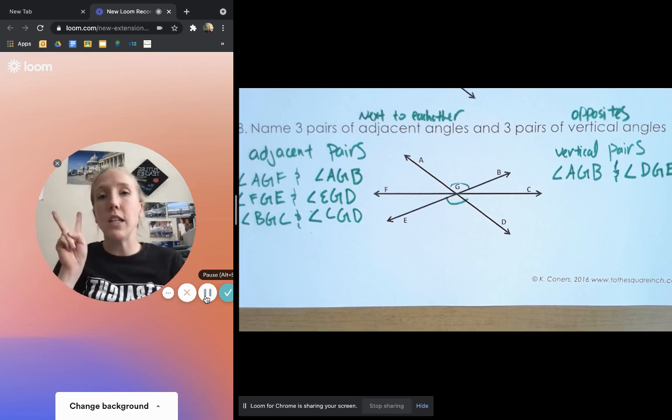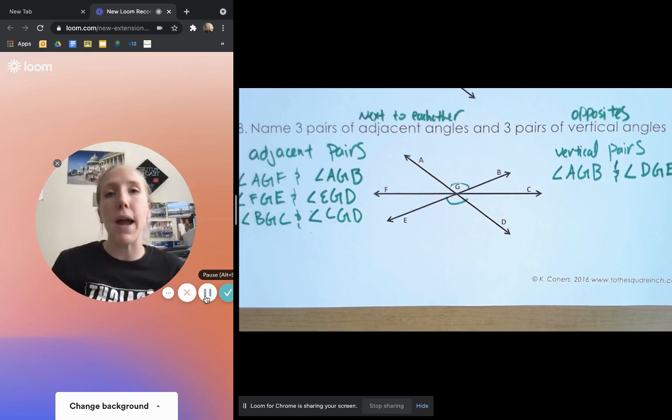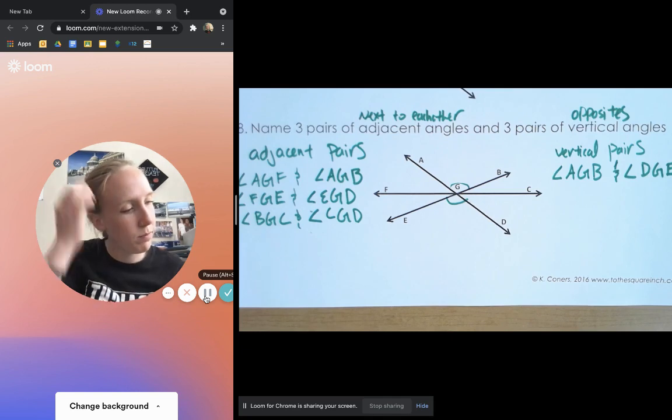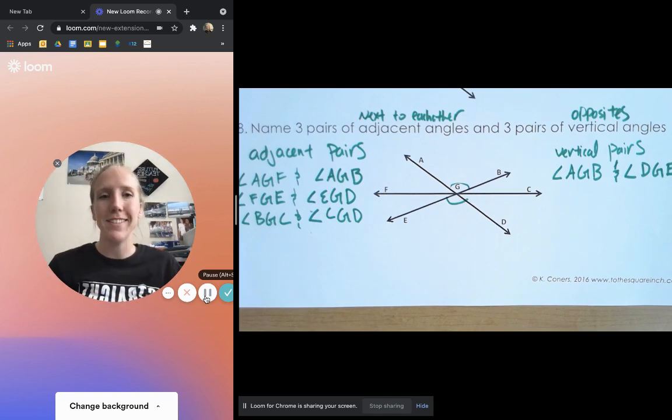I want you to find 2 more vertical angle pairs. Pause the video and find those.